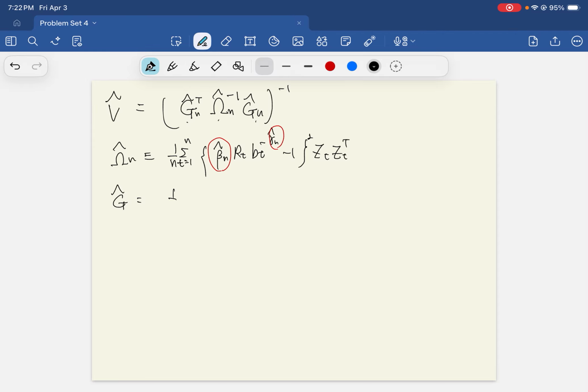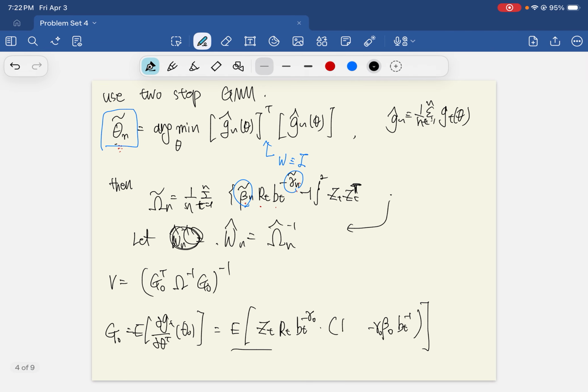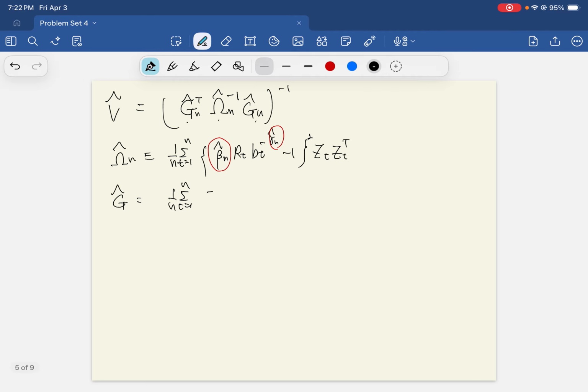And G is also pretty simple. It is, again, 1 over n sigma, and just copy this. Let's see, I'm not sure if I can remember it correctly. BT, RT, BT minus gamma hat n, and 1 and minus gamma hat n, beta hat n, BT minus 1. So you can calculate everything here. And then plug them in each of them. Then you will get the variance estimator. Okay, good.